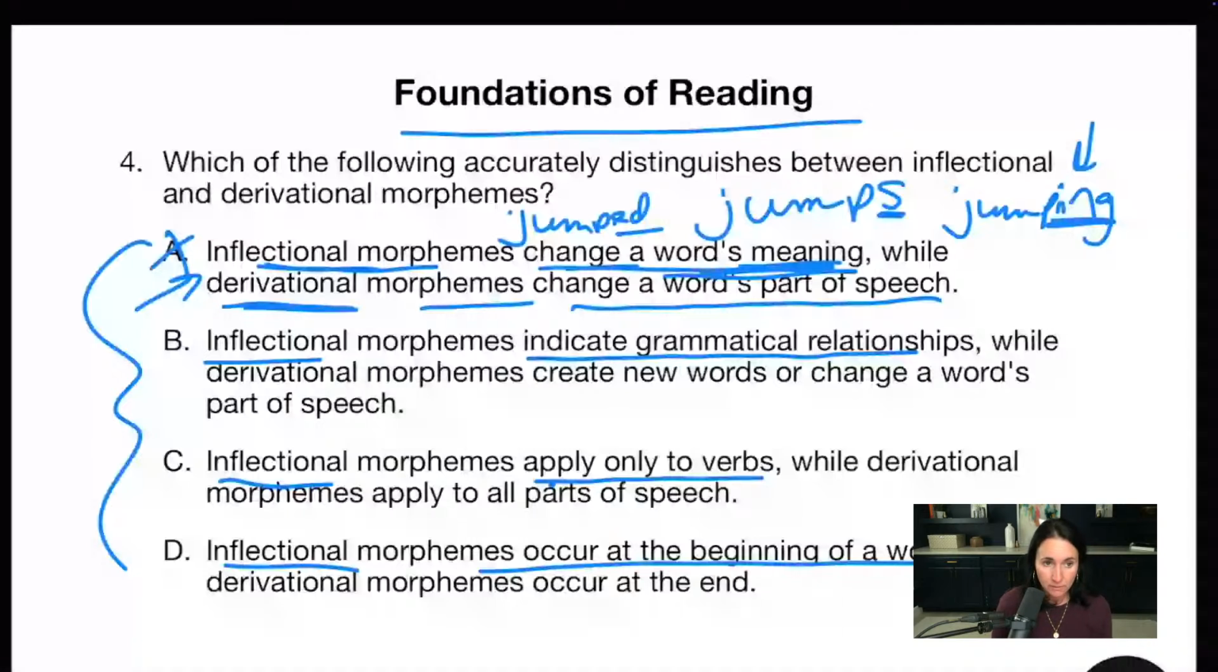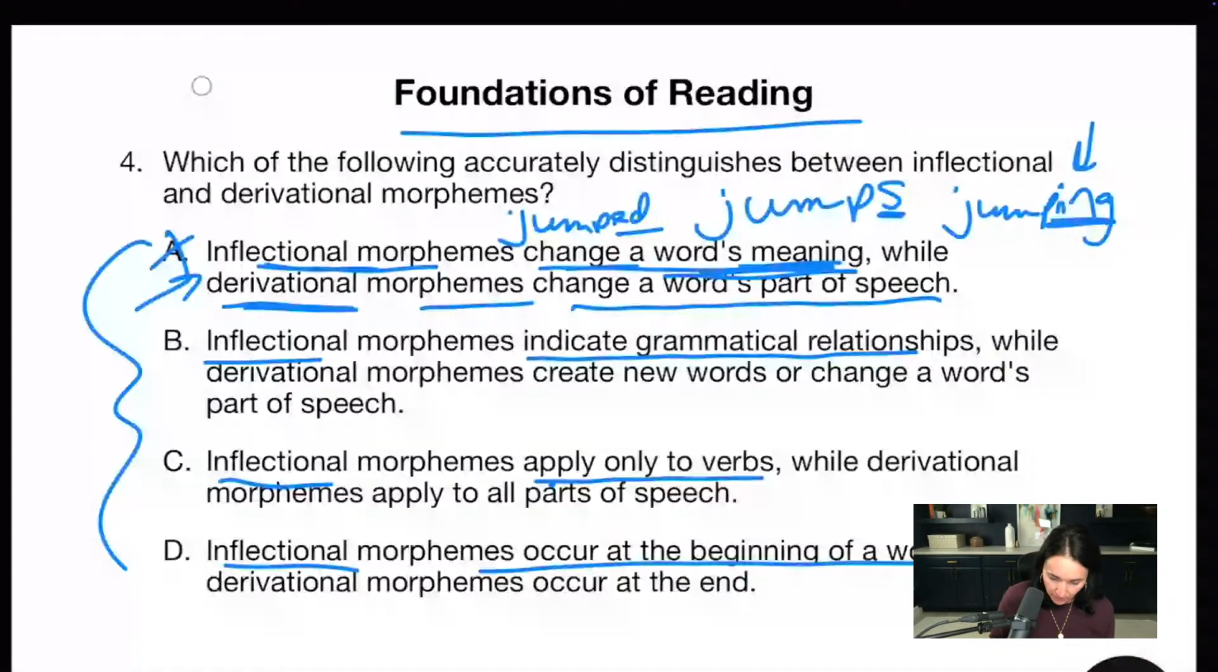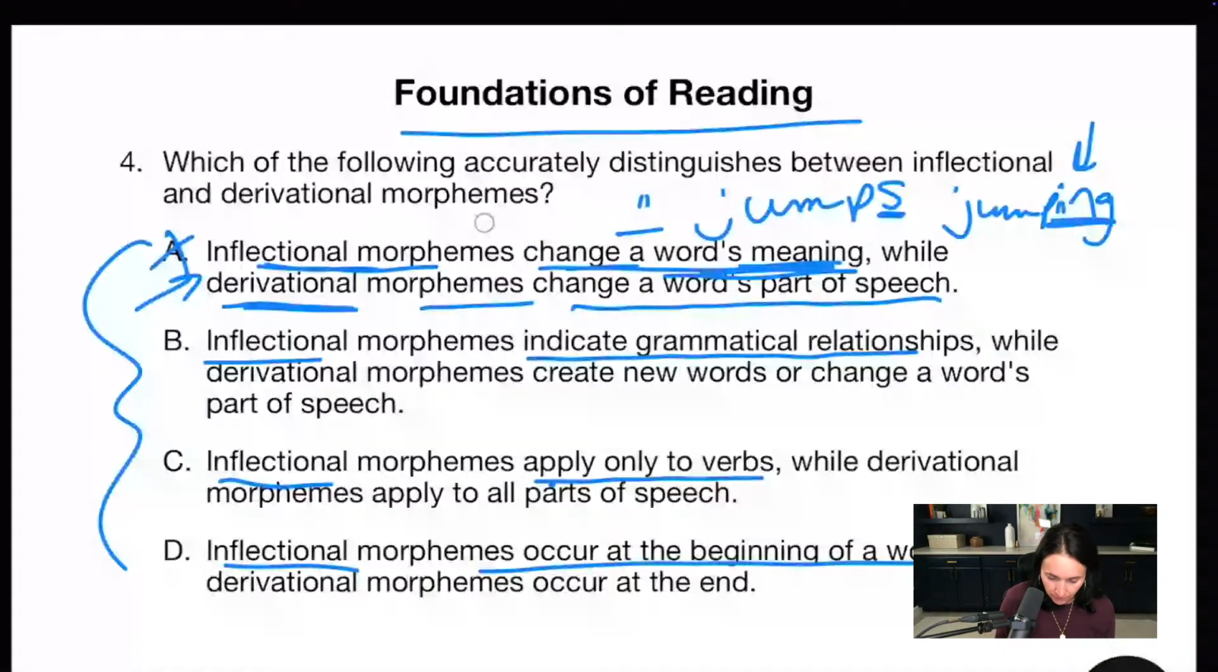Derivational morphemes are those that change the meaning and or change the part of speech. For example, I'll use it up here in the top left. Happy. Okay. We have happy. You might not be able to see that now that I'm trying to get it the best way here. You know what? Let's just take these off here so you can see it.